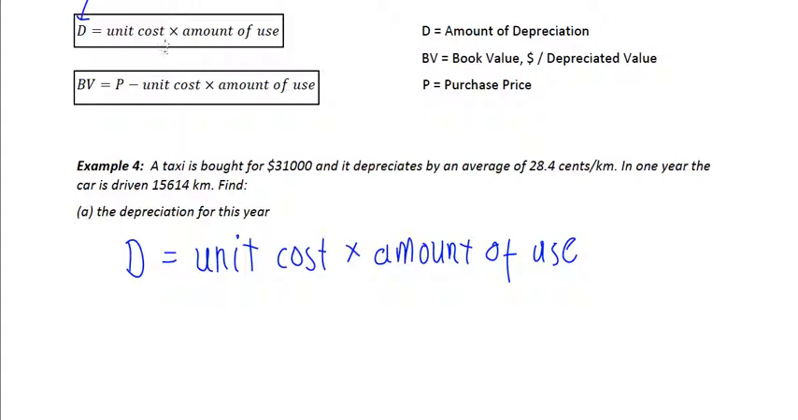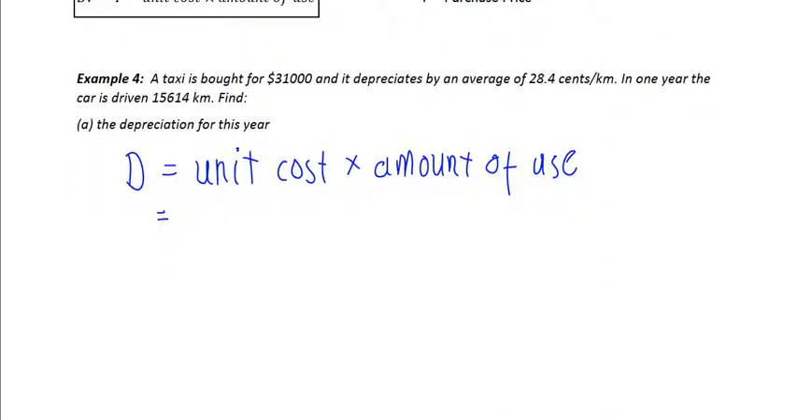Okay, so if we have a look at the depreciation, we take the unit cost, the value that it's going to lose every time that you use the item, multiplied by how many times you have used it. Let's have a look at this example down here using that formula. A taxi is bought for $31,000 and it's depreciating by this amount. Have a look, that's cents. So what we really should do is convert that to dollars, because we want our answer in dollars. Any unit cost that you use should be in dollars so that your depreciation answer is in dollars.